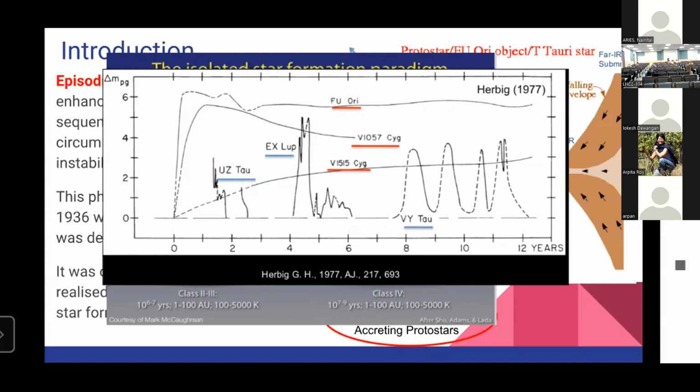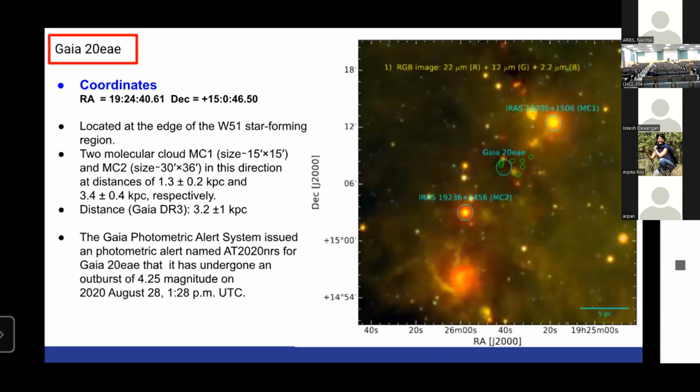Now I will be talking about Gaia 20eae, which we have studied extensively. It is located in the W51 star forming complex, and you can see the coordinates of the source. There are two molecular clouds, MC1 and MC2. It is located near the edge of the MC2 cloud, as you can see from the Gaia distance which we have calculated. The distance of Gaia 20eae is around 3.2 kpc, as compared to the MC2 molecular cloud, which is around 3.4 kpc.